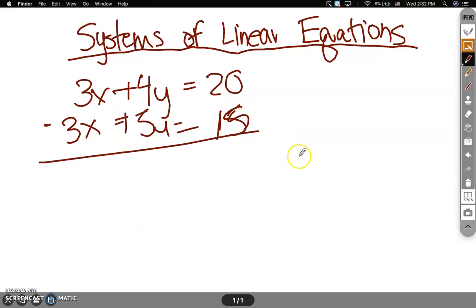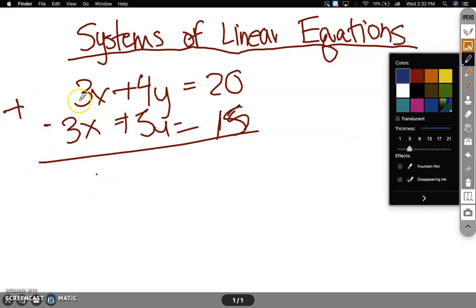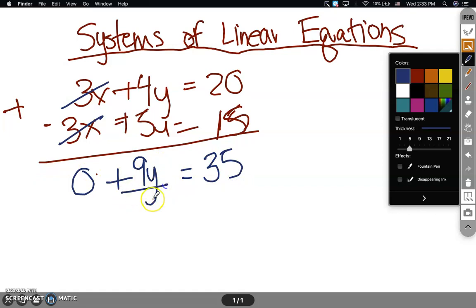The first thing you're going to notice is I have the same coefficients, but one of them is negative and one of them isn't. So what happens if I add them? Let me change color. If I were to add them, these two cancel out because this would become 0, because a negative and a positive, if you add them, become 0. Then 4 plus 5 is 9y equal to 35. Now this is going to result in a fraction. So let's say y equal to 35 over 9.